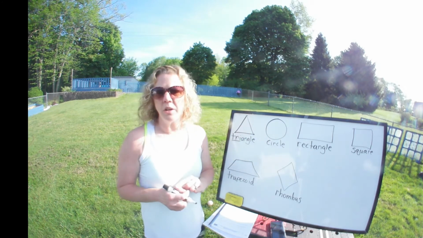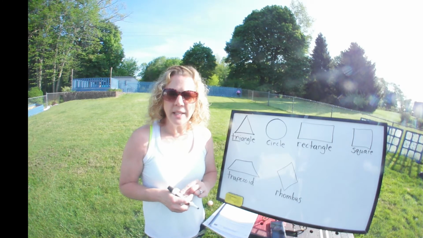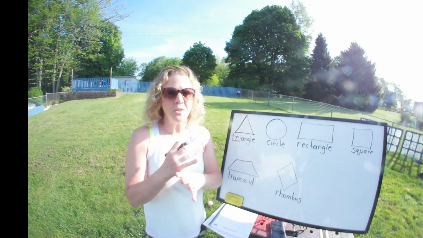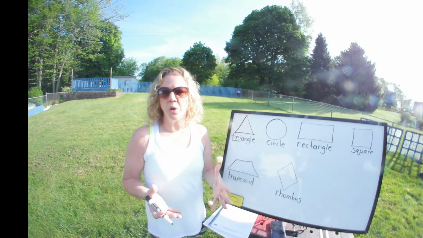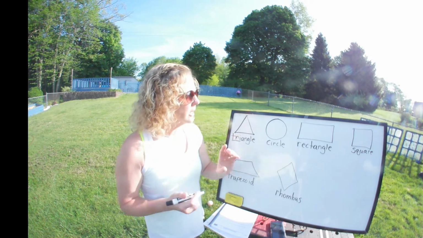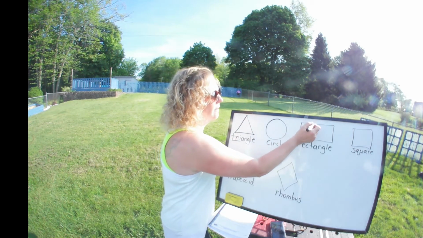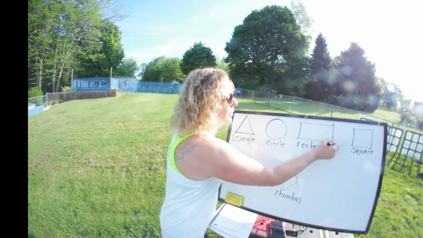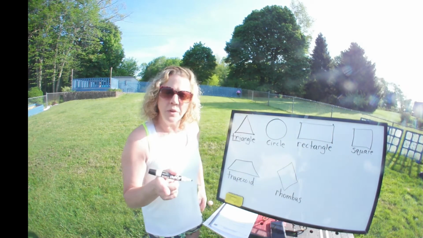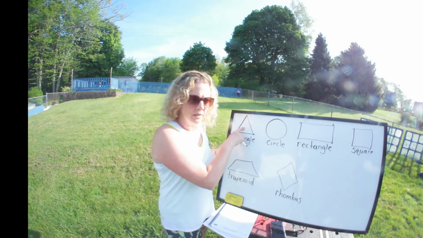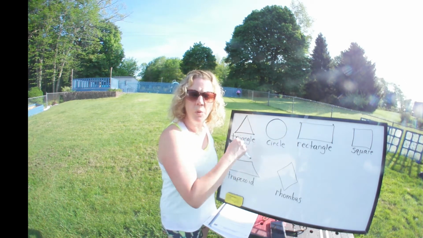Now, what about the circle? Does the circle have any straight sides? How about corners? No, this is the one that has no straight sides, no corners, no nothing, because it's round. It doesn't have any of those. Let's take a look at the rectangle. The rectangle has 4 sides, and it also has 4 corners. Now, are you noticing something? I had 3 sides, 3 corners. Now I have 4 sides, 4 corners.